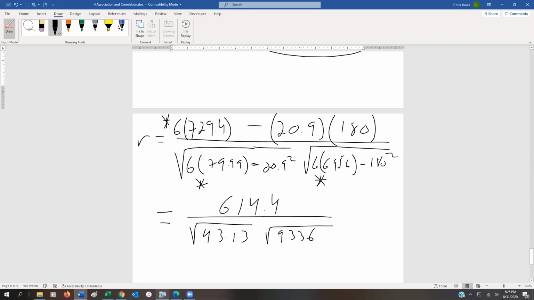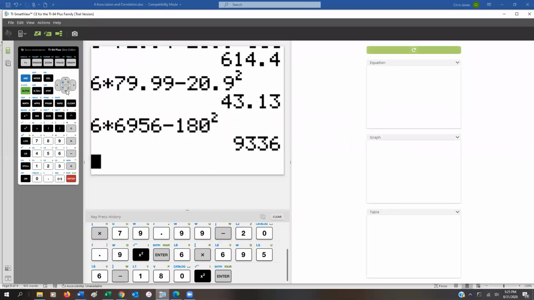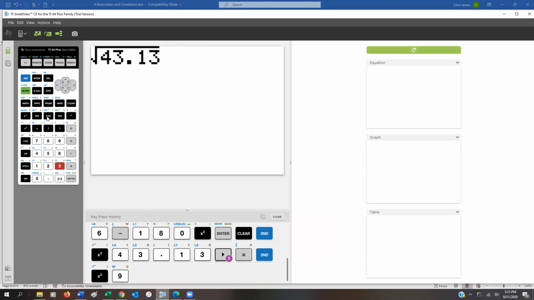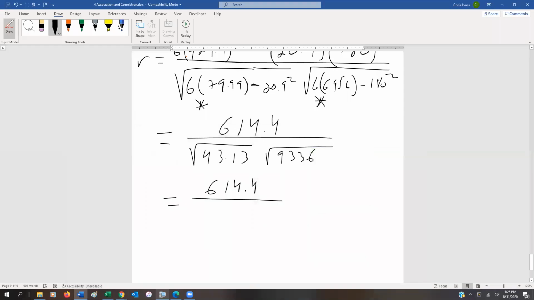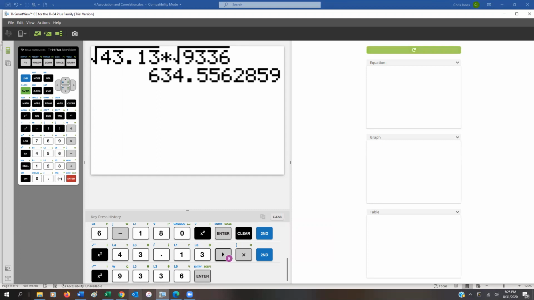All right. Now, closer to the end, we're going to multiply the two radicals together. We're going to keep the numerator the same. When multiplying the radical, remember we have to do that trick where we have to hit the right arrow. All right, so second square root, 43.13, and then we're going to hit the right arrow. All right, so we're going to get out of there. We're going to multiply it by the square root of 9336. All right, and before I hit enter, let me just verify that those are the numbers again. 43.13, 9336, 43.13, 9336. We're good. We're going to hit enter. We get 634.556.